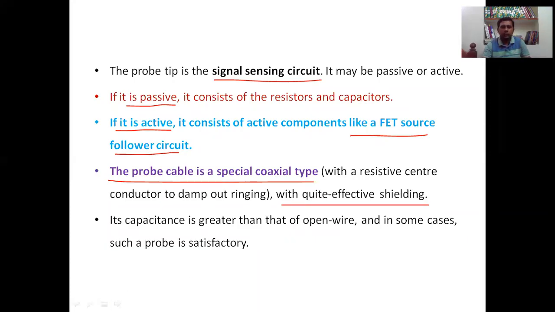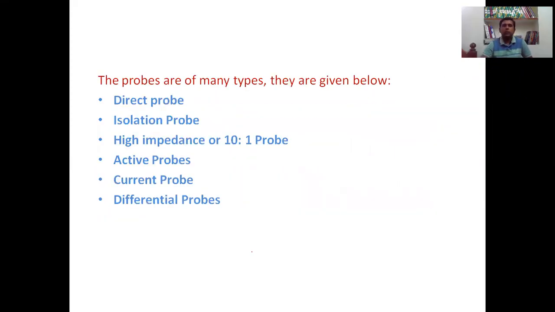Next, its capacitance is greater than that of an open wire. The probe capacitance is greater than that of open wires. So if you consider the capacitance of this probe, it is greater than the open wire, and in some cases it is satisfactory. Now we have seen some basic requirements of probes. So now we are going to see the types of probes.